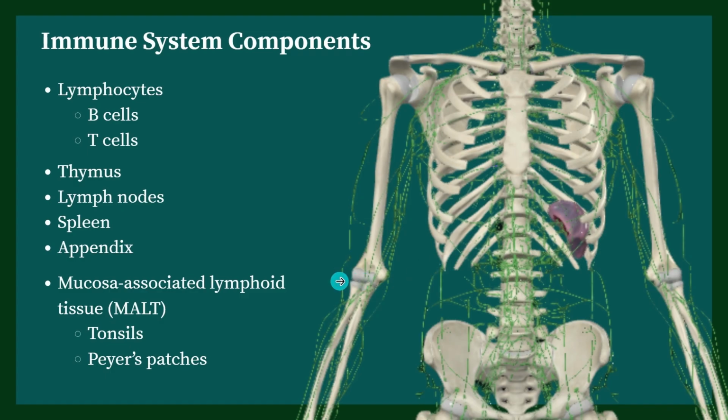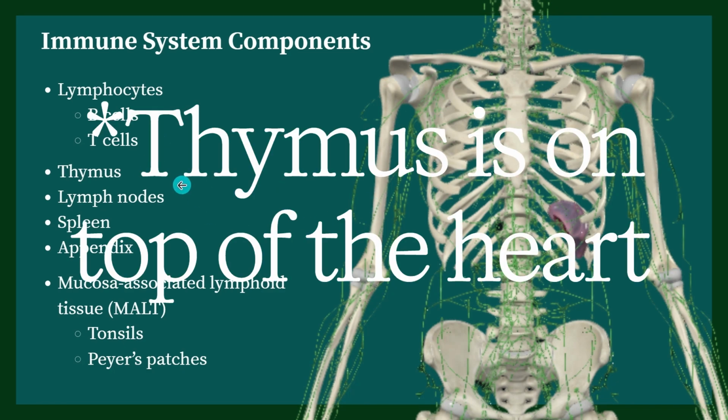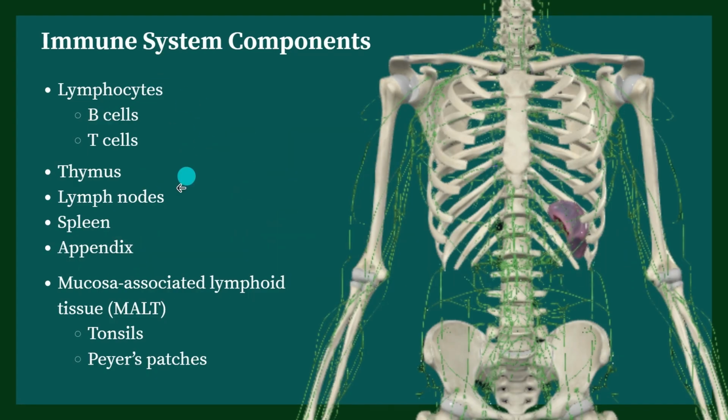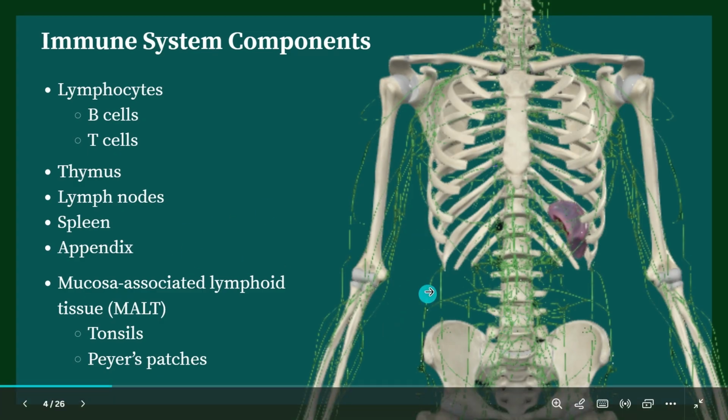So the components of the immune system: we've got the lymphocytes, which are the B cells and T cells. Those are the immune cells that live in our lymph. Then we have the thymus, which helps to mature those T cells in particular, and lives under the heart. We're going to talk more in detail about all these things. Lymph nodes, we talked about that in the last video. The spleen, which is over here in the chest cavity. The appendix, which is part of the digestive system.